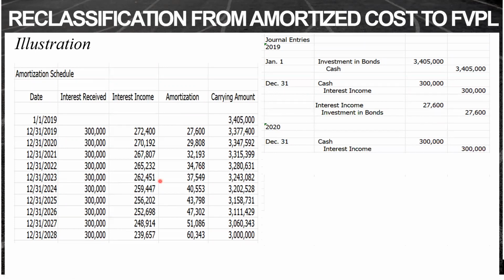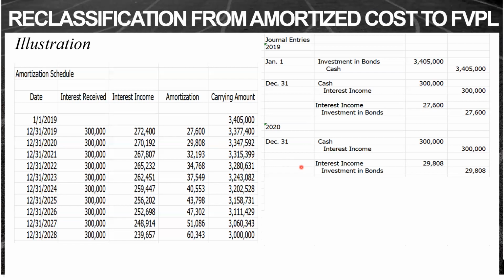So ganun din, we have to recognize yung ating interest na na-receive. So you just debit cash of 300,000, credit interest income of 300,000. So that will be from here. Okay? And then the next thing that you have to do is again, you amortize your premium. So ito yung ating amortization for 2020. So that's 29,808 pesos.